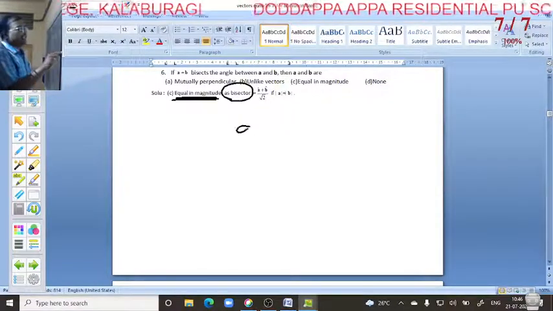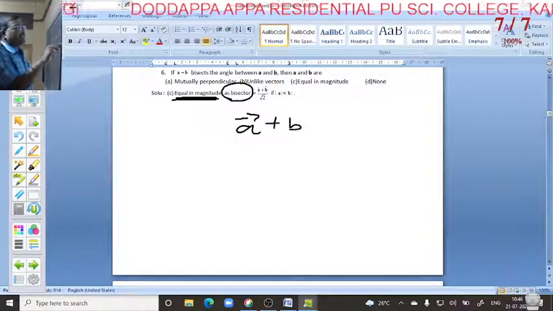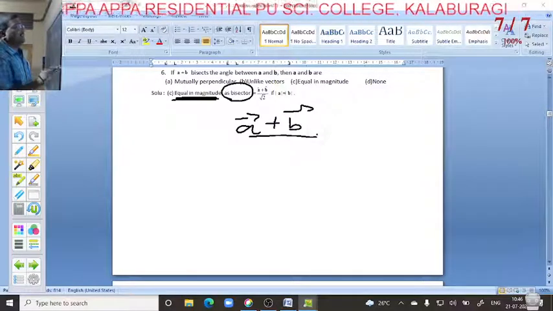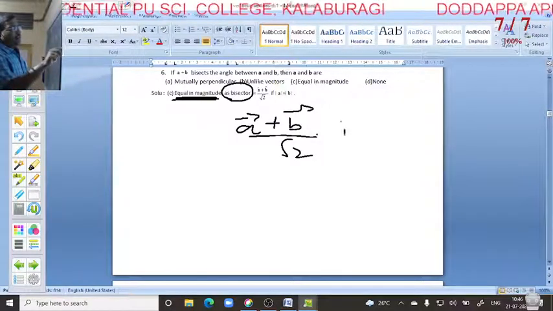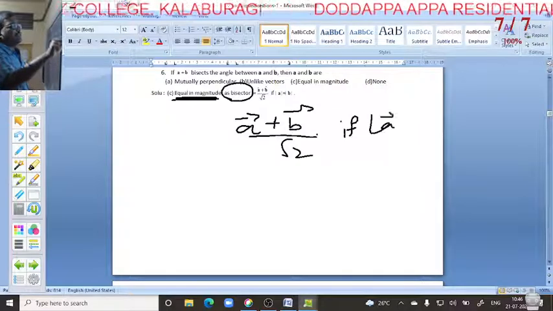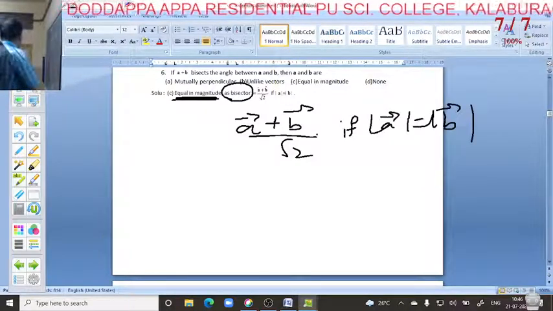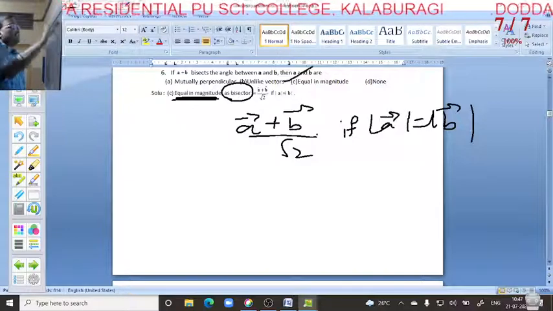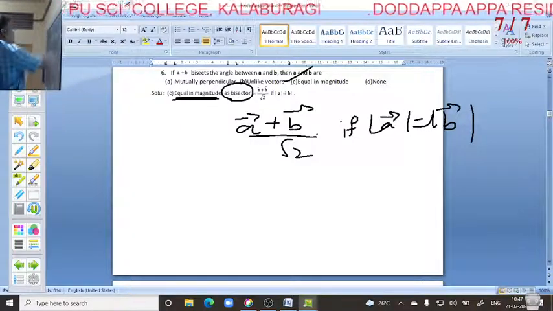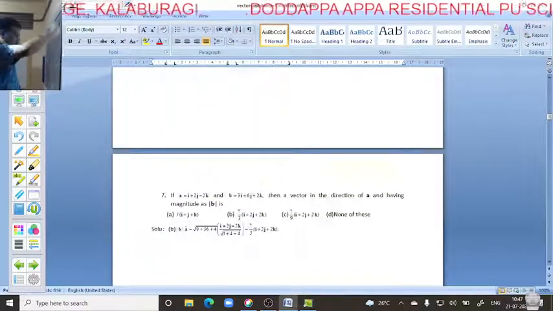So when you get equal in magnitude, automatically we get vector A plus vector B divided by root 2. That is it, magnitude of vector A equal to magnitude of vector B. Bisector means exactly the middle, it correctly divides into 2 parts. So that's why here C option.